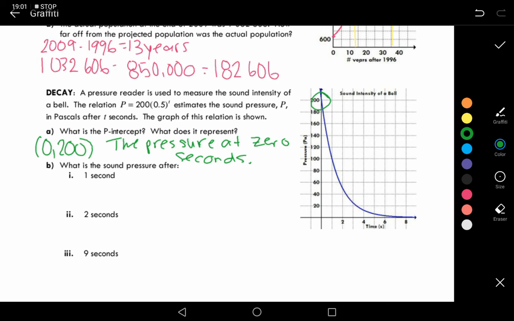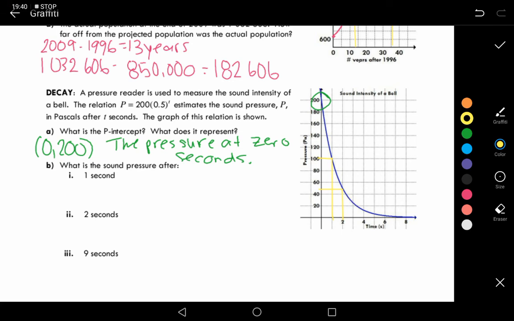So part B asks us, what is the sound pressure after 1 second? Again, we're going to use our graph to figure this out. So at 1 second, that's here, and we're going to draw a line up until we hit it, and then we're going to draw a line over so we can see what that pressure would be. At 1 second, we can see that it's at 100, and I'm just going to go through all of them while I have this straight line. At 2 seconds, again, draw it till I hit the line, and then go over. That's going to be approximately 50.